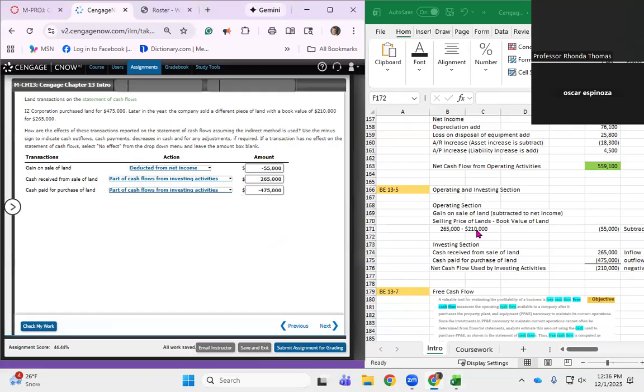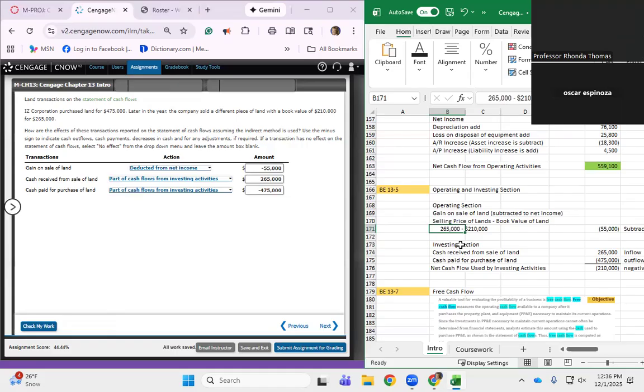Now I want to make sure I've got my numbers right. I sold the land for 265, or we did, because we are using the same numbers on this one. We sold the land for 265. It had a book value of 210,000. That means we paid 210,000, and now we're selling it for $55,000 more. Well, when it comes to cash flow, even if it's a gain, you subtract it. When it's a gain, you subtract it.